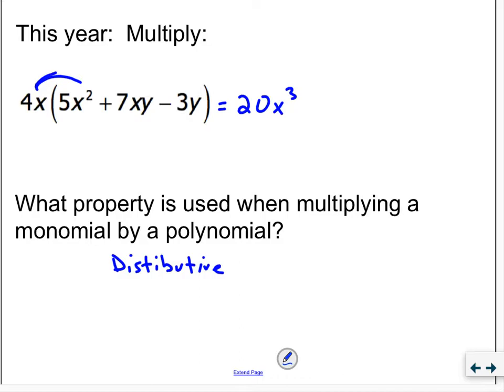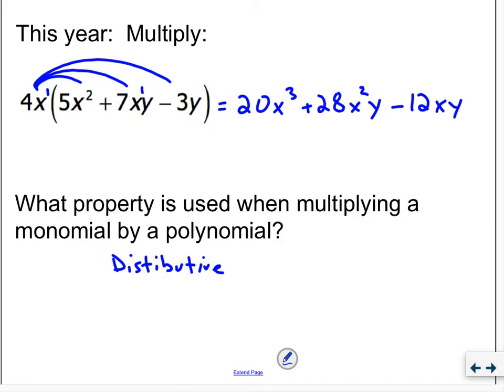Now let's multiply 4x times 7xy. Again, multiply coefficients. Add exponents. I have an x to the first power, and I have another x to the first power. So I have an x squared. And the y doesn't have anything to multiply by, so it comes along for the ride. And then we'll do 4x times negative 3y, and that becomes negative 12xy.